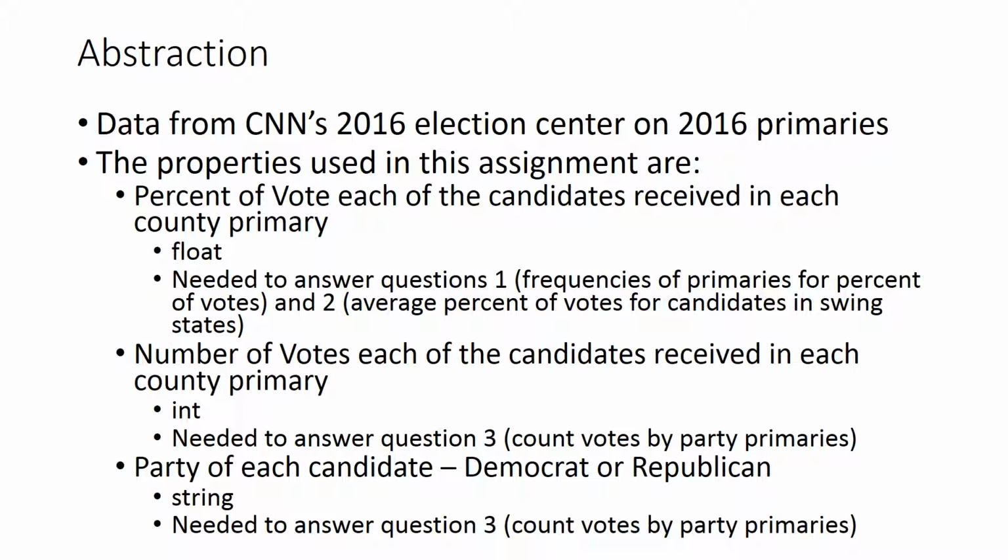Properties abstracted include float, percent of vote, integer number of votes, and string party. Percent of vote is needed to determine the frequencies of the percent of votes the candidates received in each primary, as well as the average percent of votes candidates received in swing states. Number of votes and party are needed to determine the number of total votes cast in the Republican and Democratic primaries.